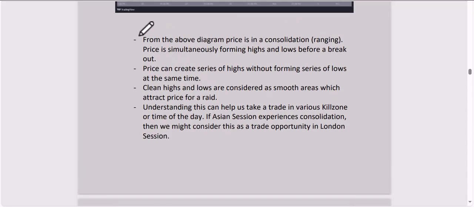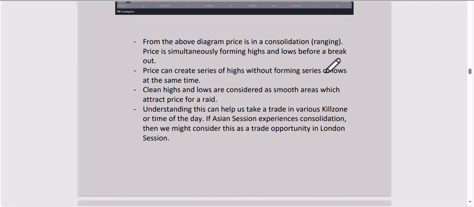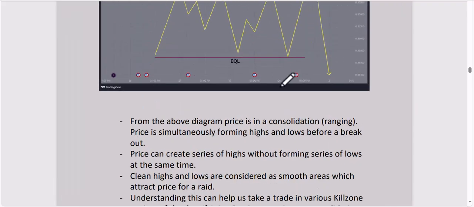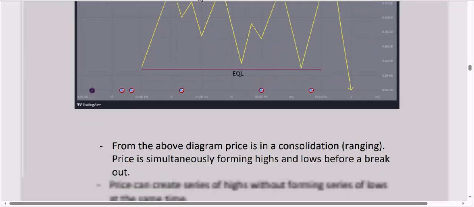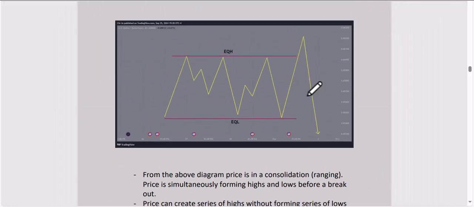So let's go through these notes. From the above diagram, price is in a consolidation range. So look at this now. Price is in a consolidation range, so it's just ranging, not really going up, because it went down, up, came down, just went up again. So it's just in a range, more like in a box.